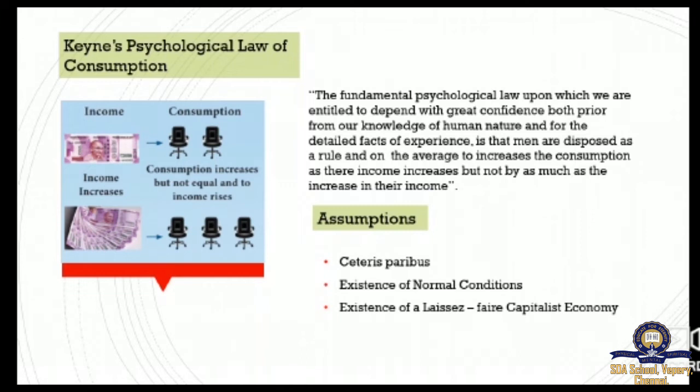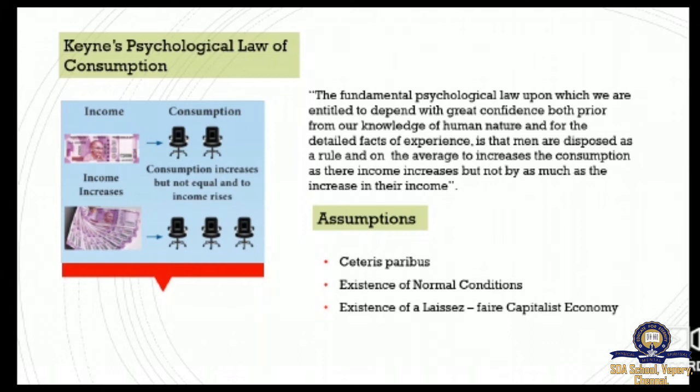Average to increase their consumption as their income increases, but not by as much as the increase in their income. What is the explanation for this? When a person's income increases twice and thrice but his consumption increases only 1 unit. Look at the picture here.